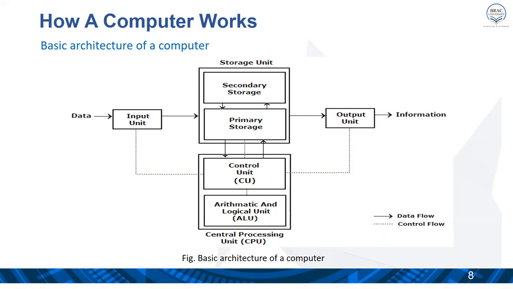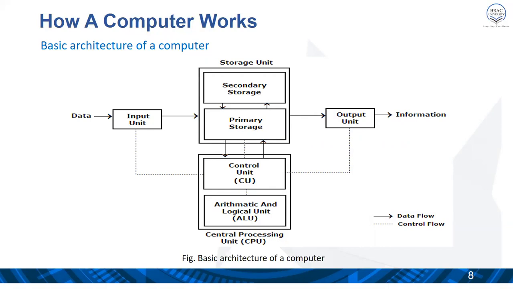Control unit controls or coordinates all the parts of the computer by using its control signals. And the arithmetic and logical unit, also known as ALU, performs all the operations that take place in the CPU. And the ALU executes the programs by performing arithmetic and logical operations on the data.